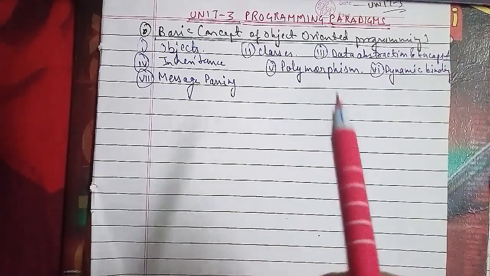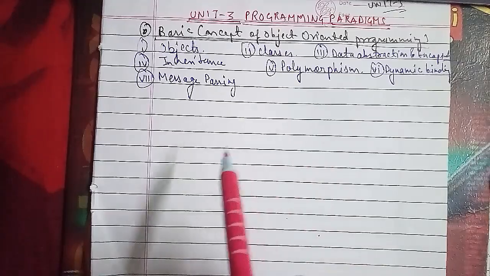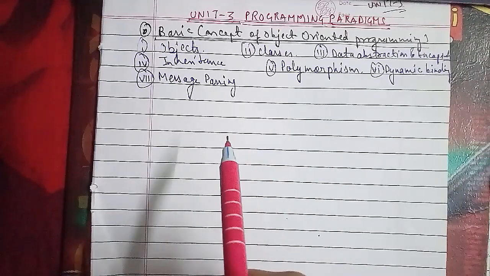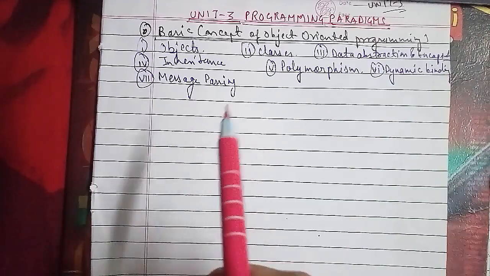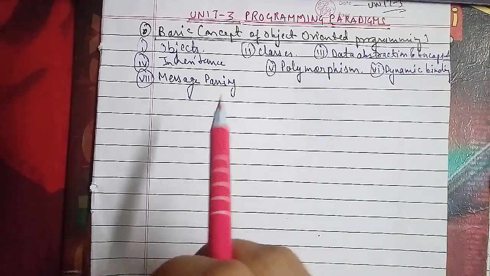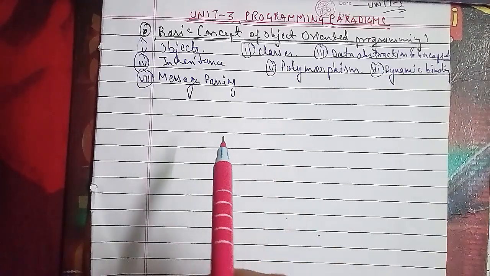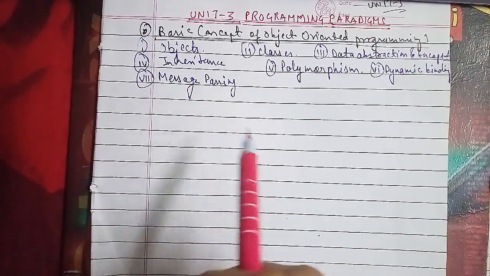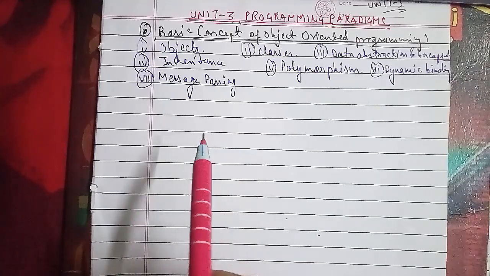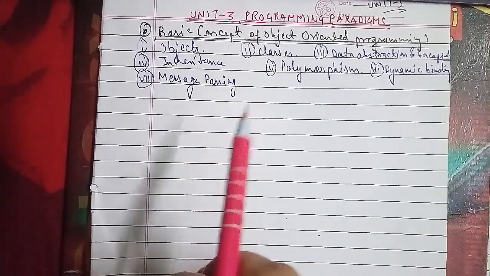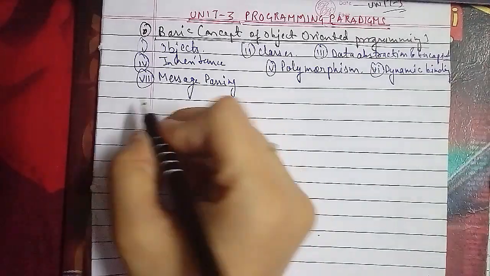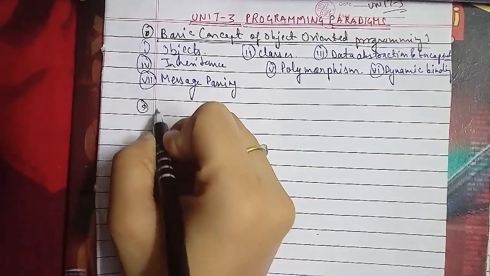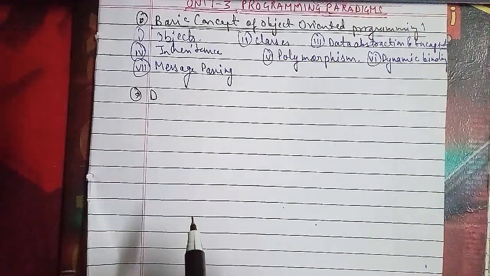So here we'll go ahead with the difference between abstraction and encapsulation. There are many differences, but we'll discuss three to four, approximately five differences between them.